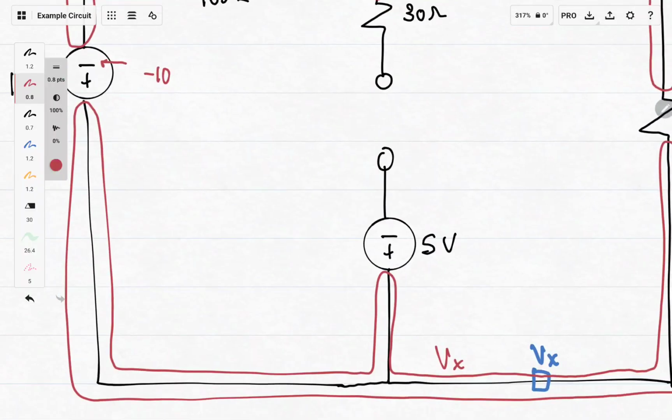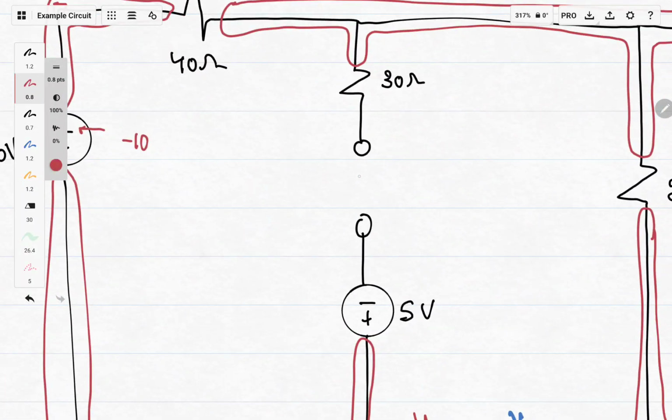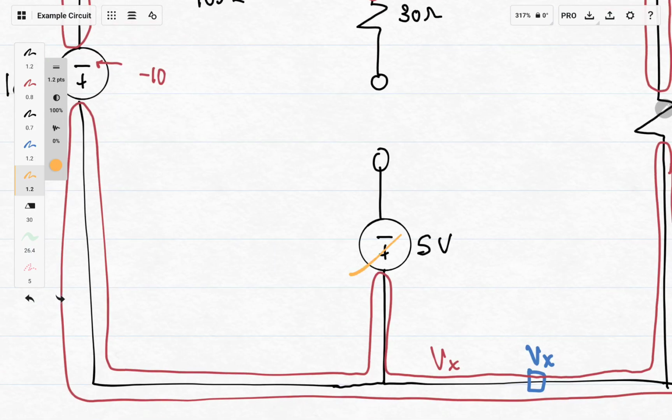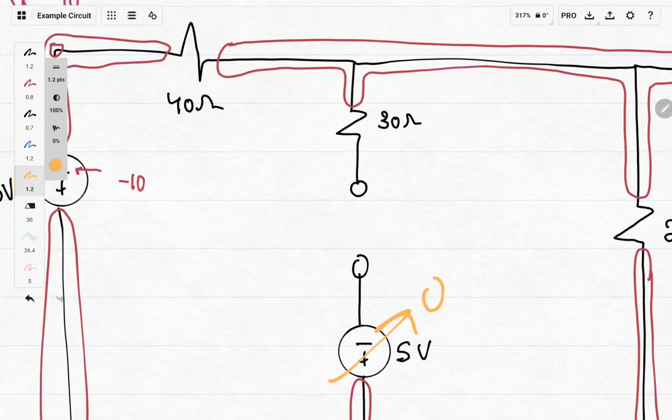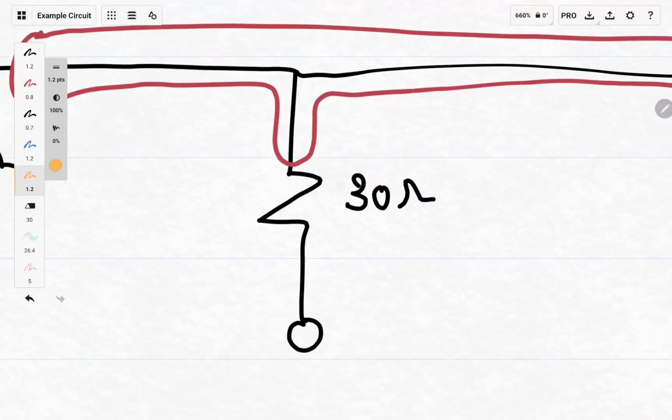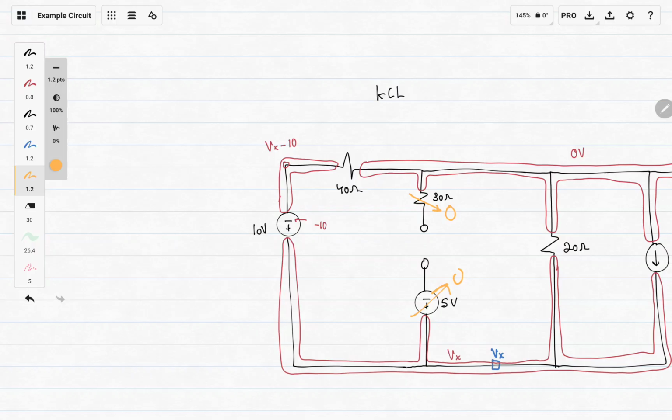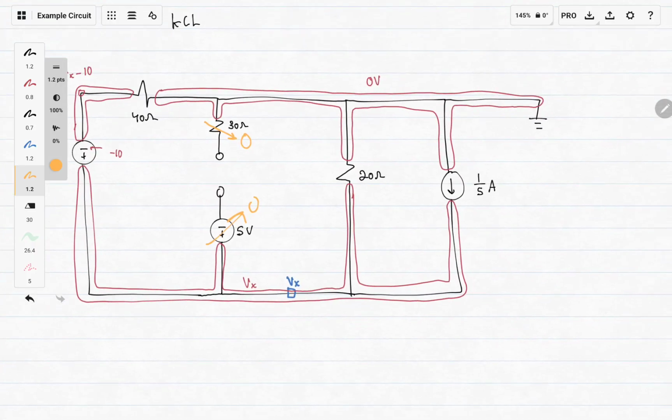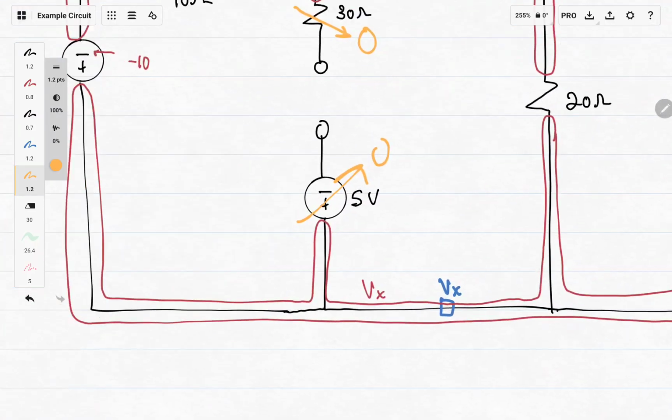And as for this other power source, there's a short happening right here. There's nothing really to go through. This just doesn't do anything. It's a 0. And also for this resistor, because there's no current going through there, there's also 0 because of the short. So this should be pretty easy.